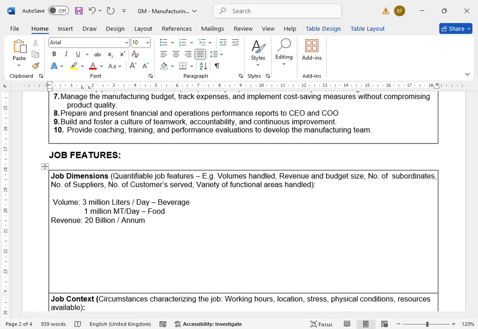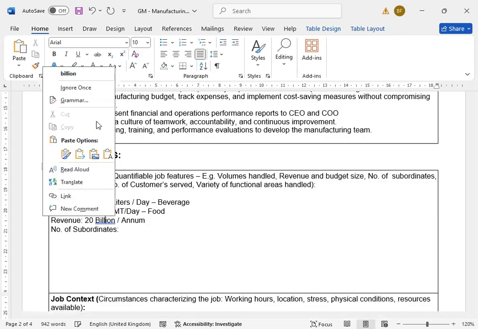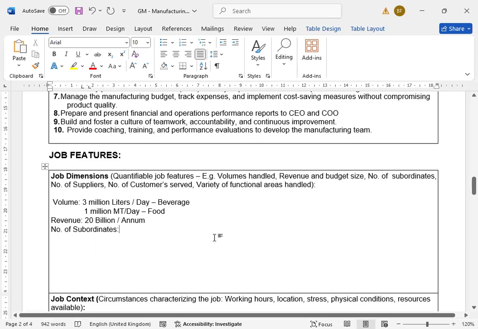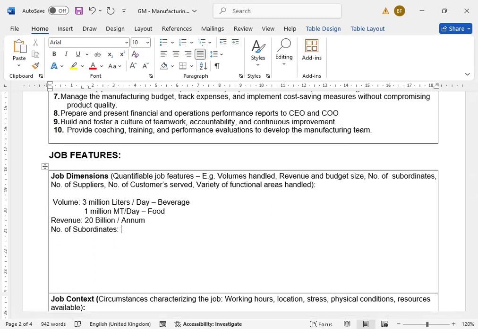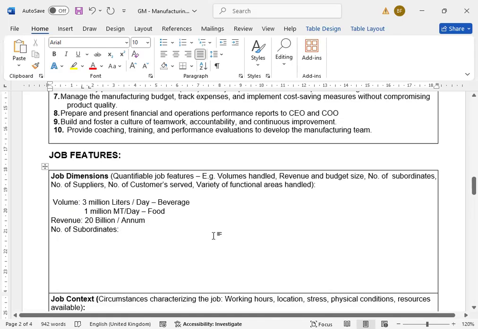Then number of subordinates. I'm not just talking about direct reports, I'm talking about all employees: supervisors, superintendents, different kinds of managers, operators, technicians, laboratory technicians, laboratory supervisors, etc. So all of this will add up to the job dimension of the role, and this will also add up to the grade or the job size of the role.